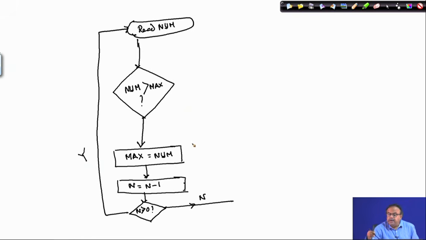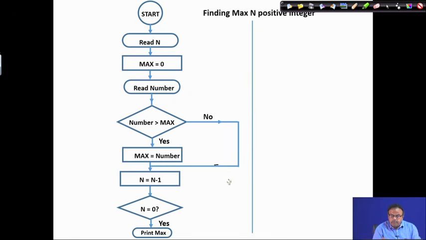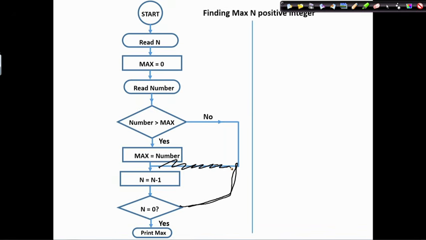So, there was a little error in that diagram. You can see that this line should have come from here. Is n 0? Yes, then print max, otherwise this should have come from this point, all right. This should have come from this point, this is wrong. Okay. So, in this way we can again find the max for n numbers, it is a flow chart.